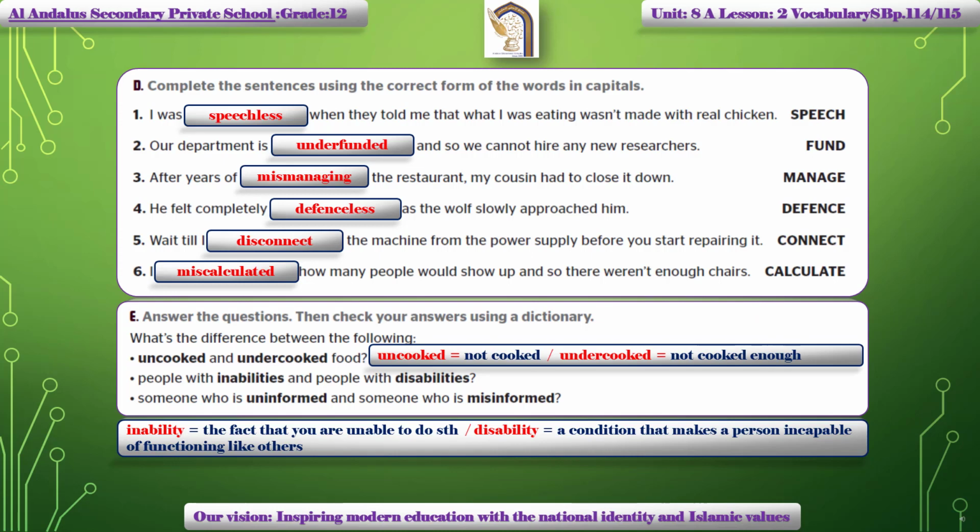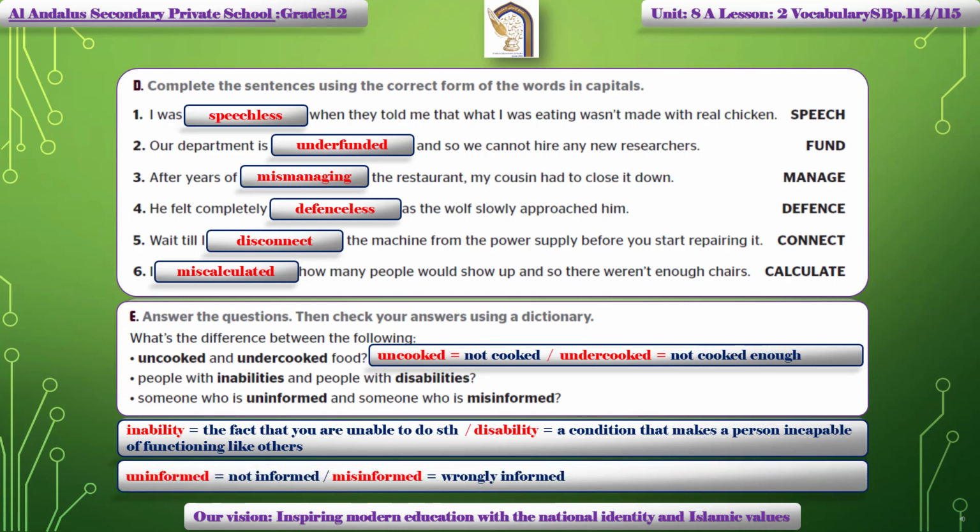Now, our final question. Someone who is uninformed and someone who is misinformed. Yes, this is a brilliant answer. Uninformed means not informed. You have no information about something. But misinformed, wrongly informed. You were informed about something, but in an incorrect way.